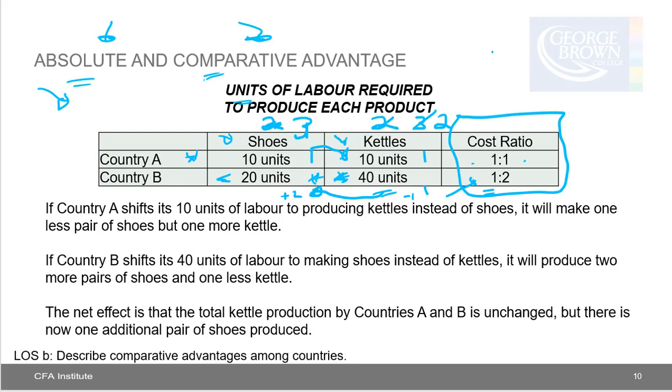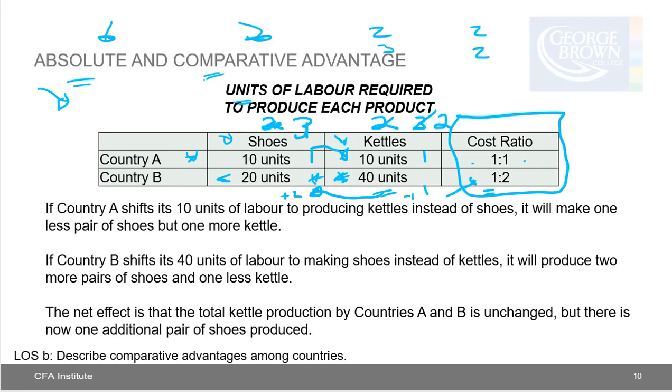So you can see we started with 2 pairs of shoes and 2 kettles, but by specializing our production, we're now at 3 pairs of shoes and 2 kettles. The net effect is that the total kettle production by both countries A and B is unchanged, but there's now an additional pair of shoes produced. So the combination of specialization and international trade maximizes productivity in both countries, which ultimately benefits both economies.